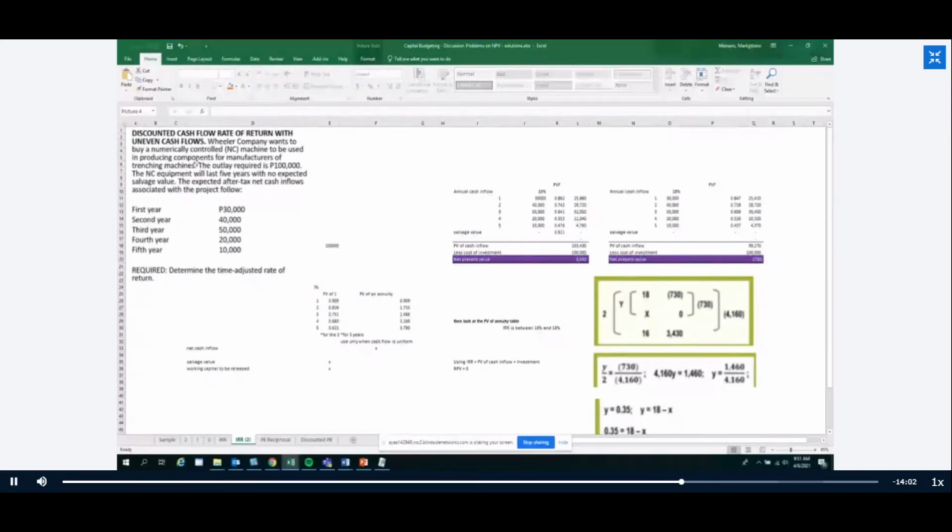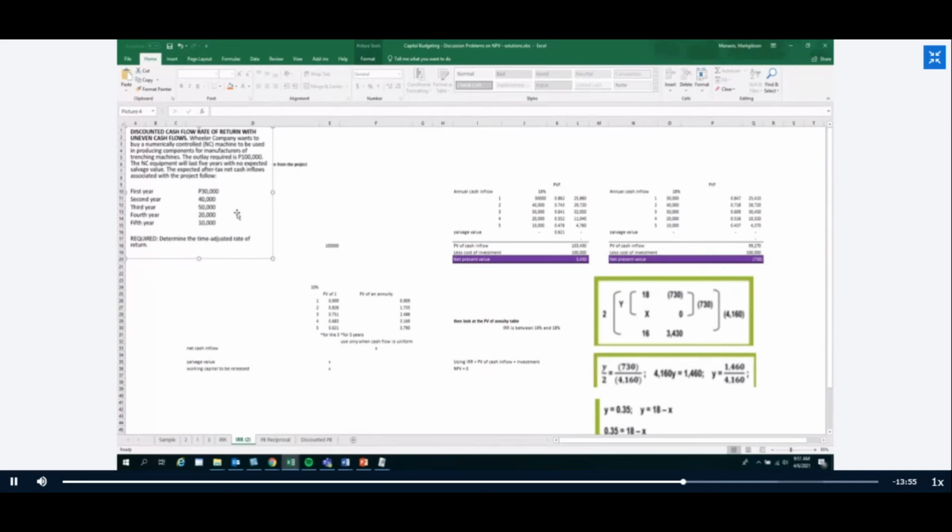So, right. In this case, sabi, Wheeler Company wants to buy a numerically controlled machine to be used in producing components for manufacturers of trenching machines. The outlay required is 100,000. So the NC equipment will last 5 years with no expected salvage value. The expected after-tax net cash inflows associated with the project follow. So meron ka first year, second year, and so on and so forth.